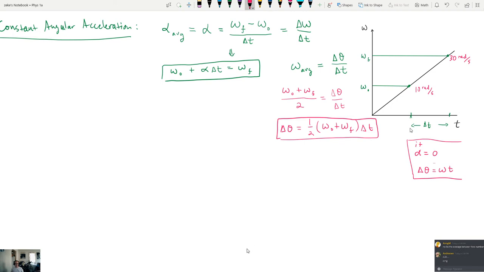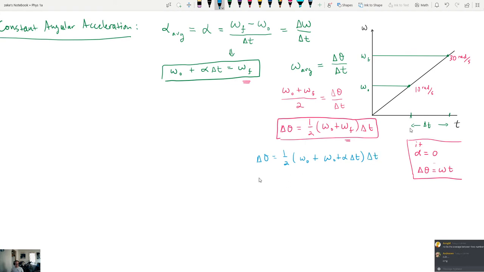All right. Okay. So we got those two equations, and the next thing that we can do is combine these two equations together. How do we want to do it? Let's just do the simple way. So let's substitute in omega final here for omega final here. I'll use a different color. If we do that, we're going to get delta theta is 1/2 of omega naught plus plug in omega final, which is equal to omega initial plus alpha delta t.